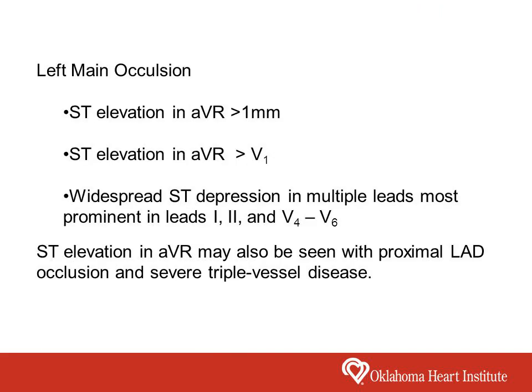Left main occlusion: ST elevation in AVR greater than 1 mm, and ST elevation in AVR greater than V1. Widespread ST depression in multiple leads, most prominent in leads 1, 2, and V4 to V6. ST elevation in AVR may also be seen with proximal LAD occlusion and severe triple vessel disease.